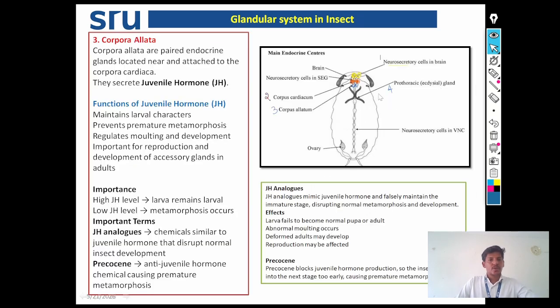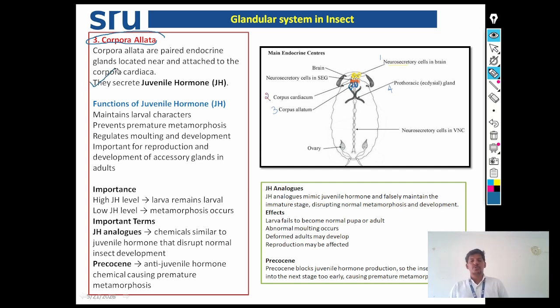See next endocrine gland, that is the corpora allata. See, this is the corpora allata. Corpora allata are paired endocrine glands located near and attached to the corpora cardiaca. They are present very near to the corpora cardiaca and attached with it. And this corpora allata secretes juvenile hormone.